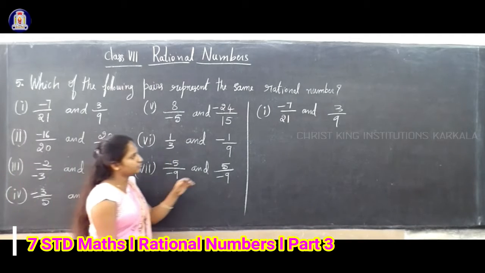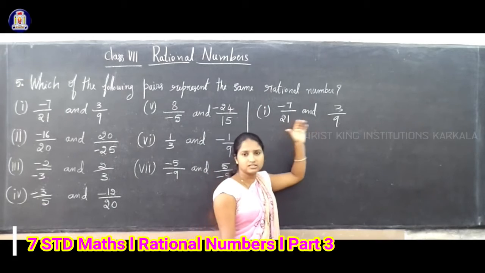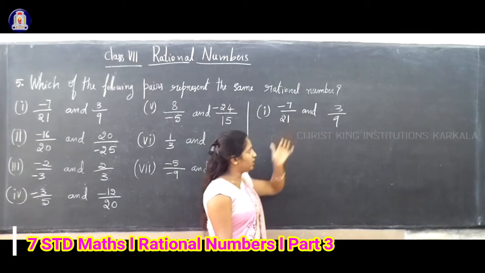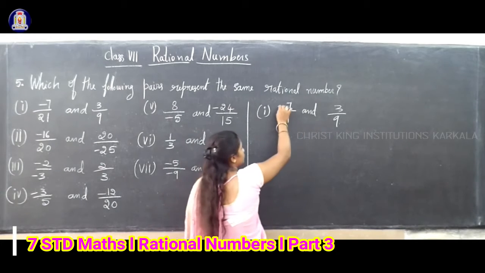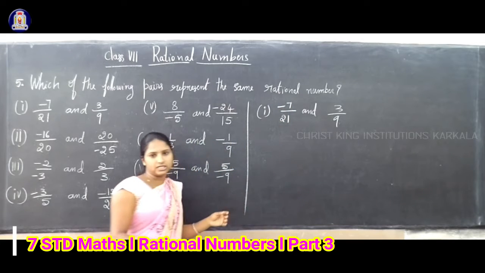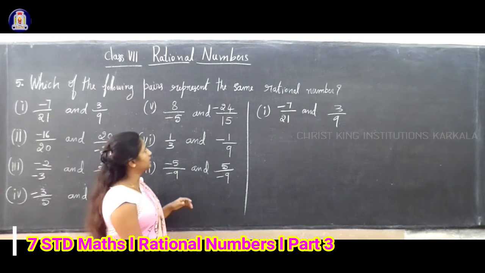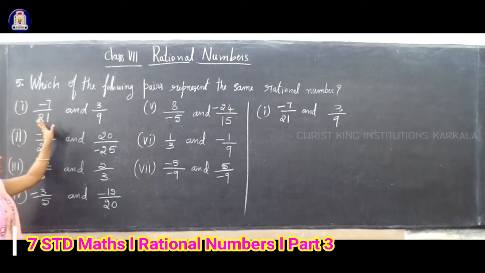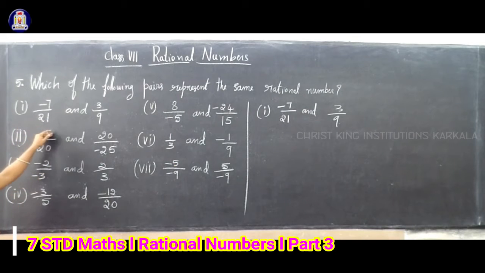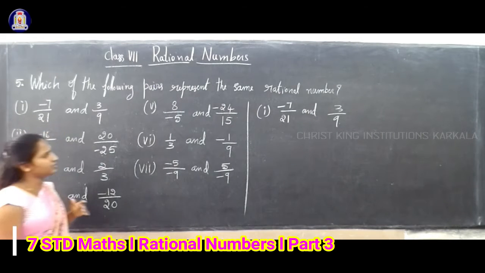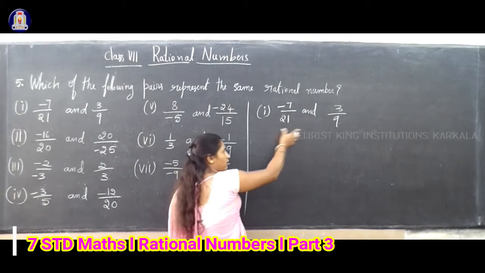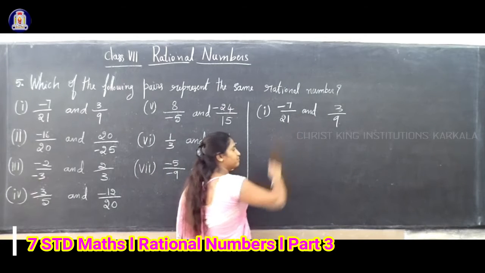So we'll check. If you see this question, you cannot say this is equal, isn't it? So we have to simplify. After simplifying, if you get the same rational number here, then we can say that this pair of numbers represents the same rational number. So we check now whether this is the same or not. So 7 by 21.